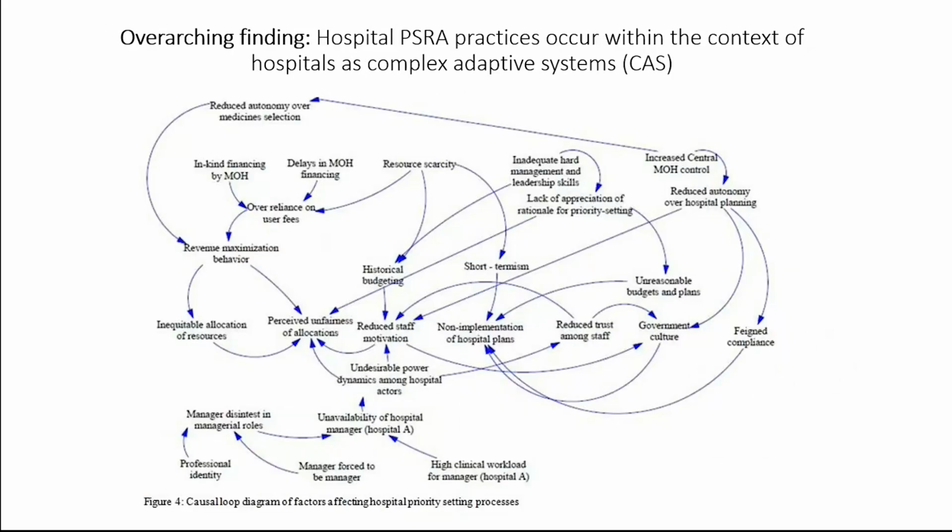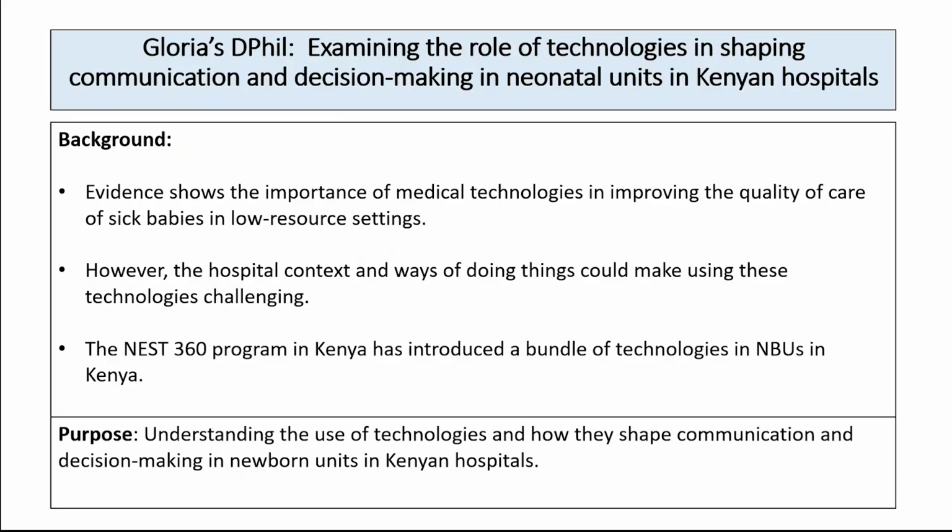And in the findings here, they've used that complex adaptive theory to be able to just describe how priority setting practices are occurring within the context of the hospital. So just trying to show that hospitals themselves are complex adaptive systems, and these are all the factors that influence those priority setting practices. And therefore, the interventions should be able to recognize that hospitals are complex adaptive systems. So next, I'll hand back to Gloria to explain her DPhil, which is also using a case study design as an example.